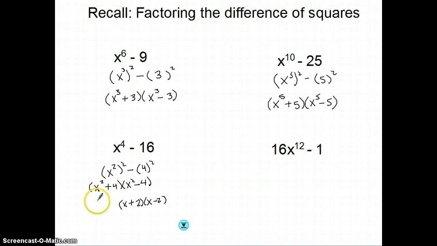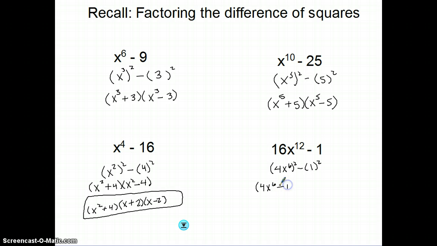And remember, this factor of x squared plus 4 remains on the front, and you cannot factor it since this is not the difference of squares. To the right, I may rewrite this as 4x to the 6th all squared minus 1 all squared. My bases of 4x to the 6th and 1 are going to be added for my first factor and subtracted for the second.